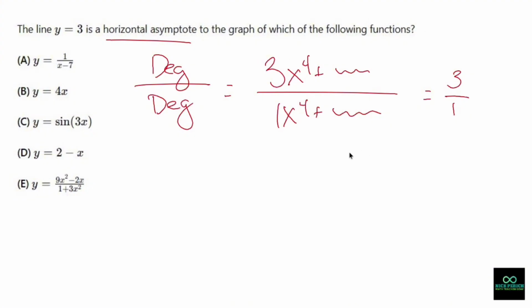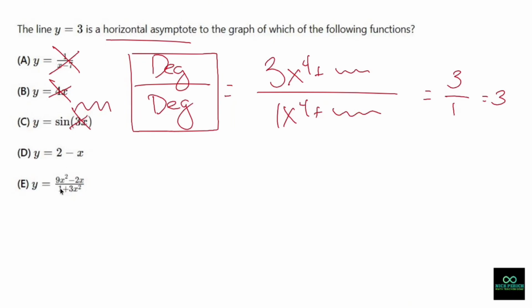So what I want to look for is something that has the same degree over the same degree, where the leading coefficient up here is 3 and the leading coefficient down here is 1, and that way I'll get the horizontal asymptote at 3. Does that happen here? No. This gives you a horizontal asymptote at 0 because the denominator has a larger degree. This one is a linear equation, which means you're not even going to have a horizontal asymptote. This one is sine of 3x, which means it looks like that, so you're not going to have a horizontal asymptote. This one is a linear equation. It's going to look something like this. You don't have a horizontal asymptote.